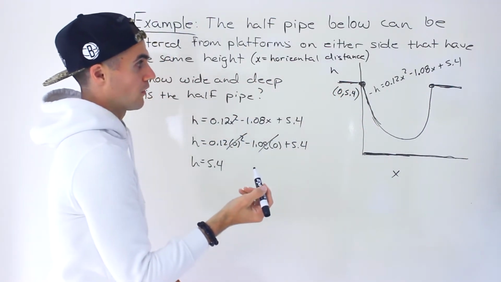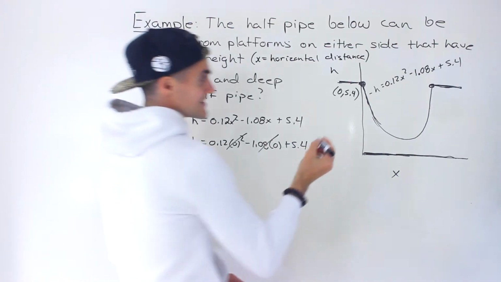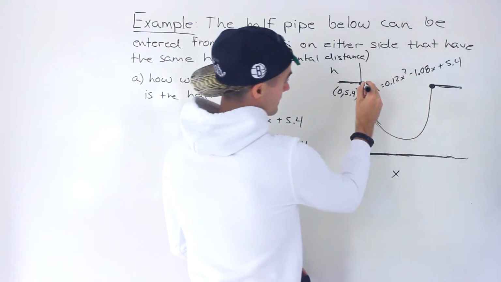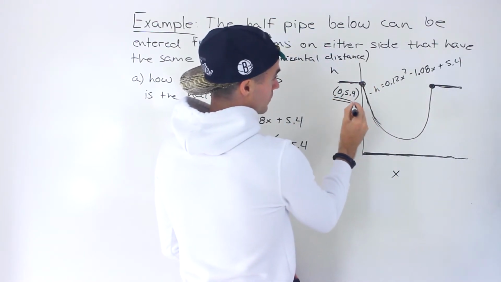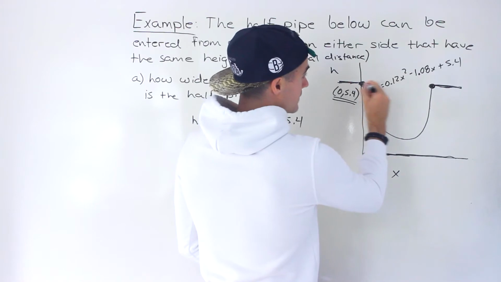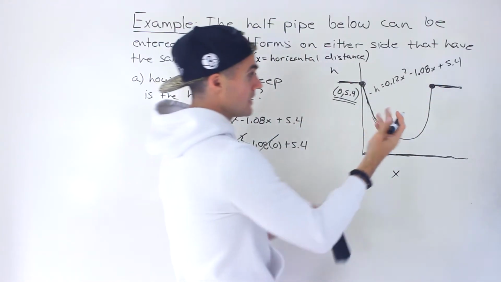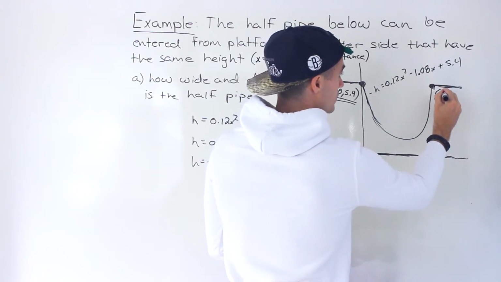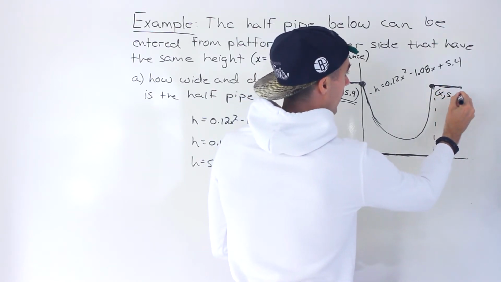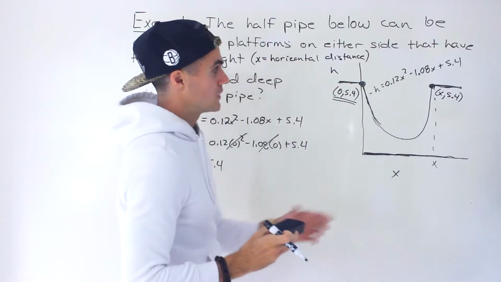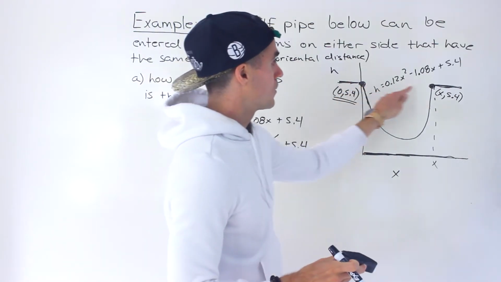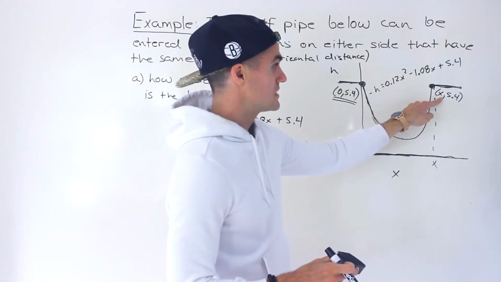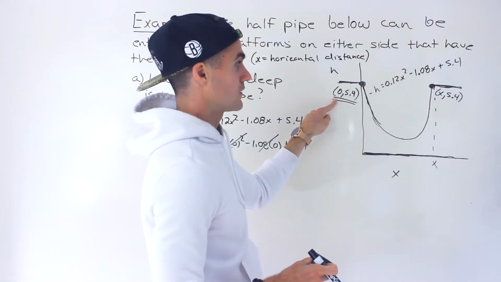Now, why is that important? Well, now we can find out where this other point is. We know that this point here has a coordinate of (0, 5.4). This point and this point both have the same height, but we don't know the x value of this coordinate over here. So that's what we have to solve for. We know the height is 5.4. And once we know that x coordinate, we can figure out what the width is. It's just going to be the difference between this x value and this x value of 0.